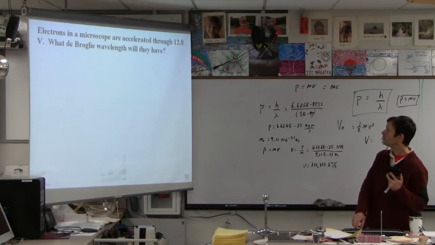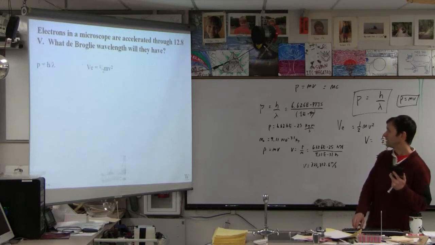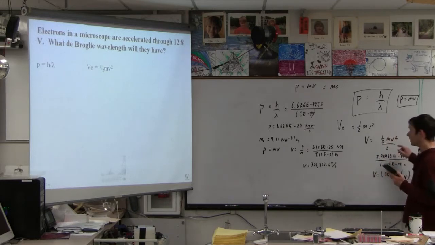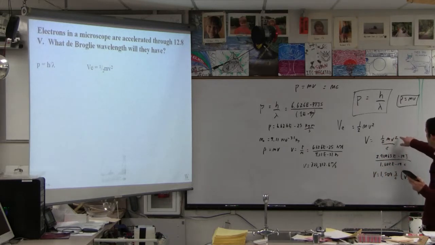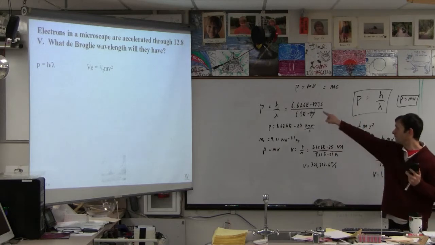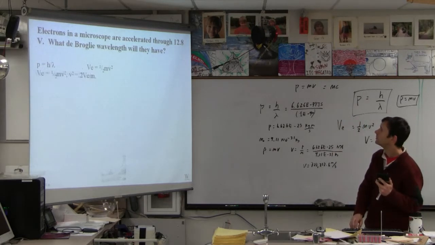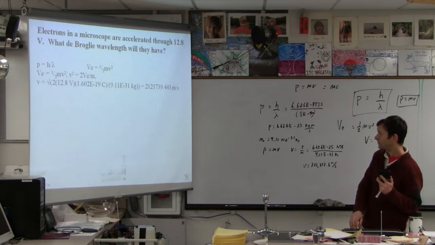Electrons are accelerated through 12.8 volts. What is the de Broglie wavelength? Well, this is like the opposite of what we did here. On this whiteboard, you actually have to find the velocity with this, and then you go backwards and go like that, right? And on that one, you can give those formulas as a clue, that first line there.